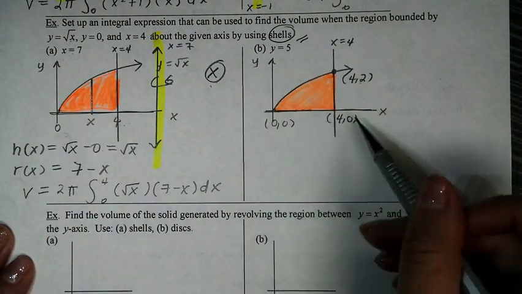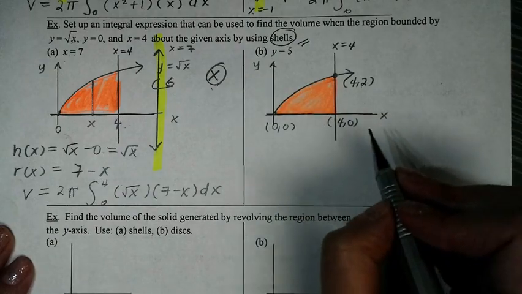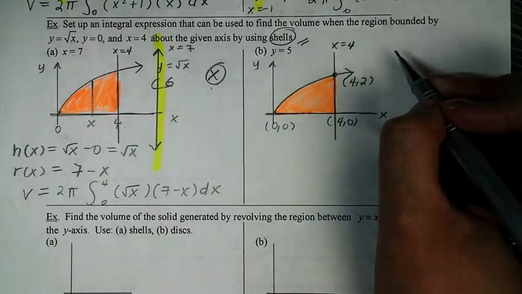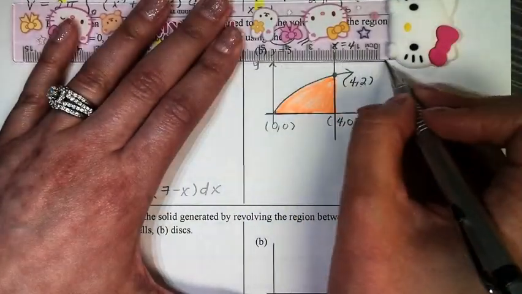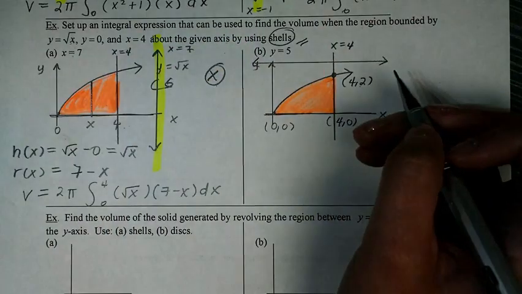Anyway, you have this, what's your axis of rotation? y equals 5. The y equals 5 is going to be a horizontal line that is going to be a little bit further from the region of interest.